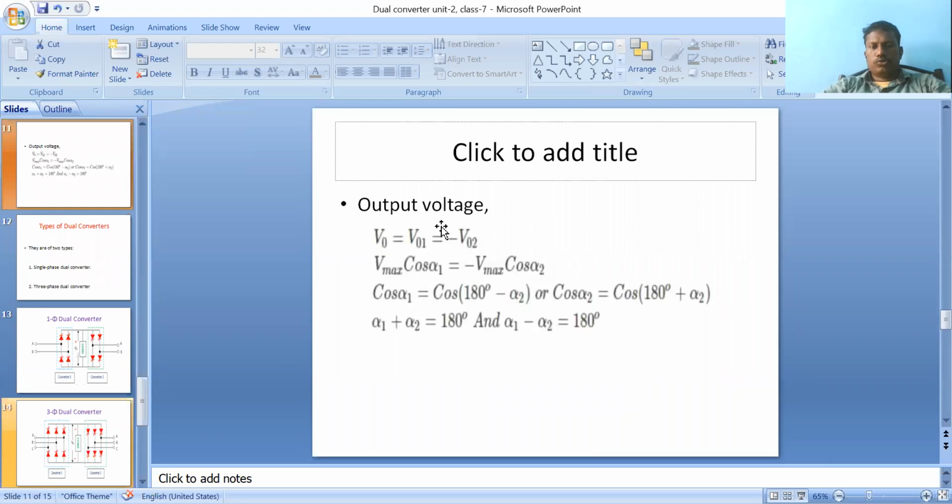Then the output voltage V naught 1 is equal to minus V naught 2. Why? Because the two converters are anti-parallel, so the voltage is negative. So V max cos alpha 1 is equal to minus V max cos alpha 2. V max cancels, and we get cos alpha 1 equal to minus cos alpha 2, which is written as cos of 180 minus alpha 2. So finally we get alpha 1 plus alpha 2 equal to 180. These conditions will be obtained by the operation of the dual converter. It is very important.